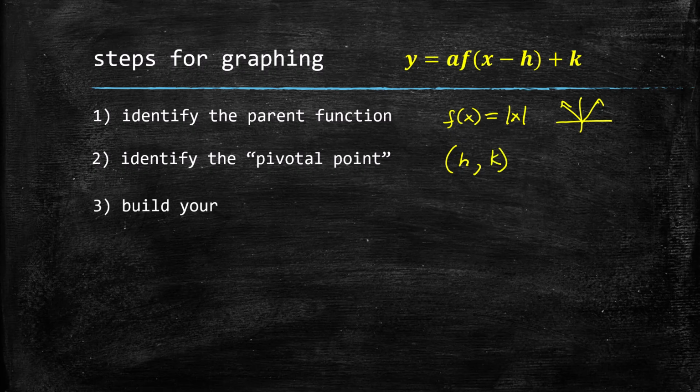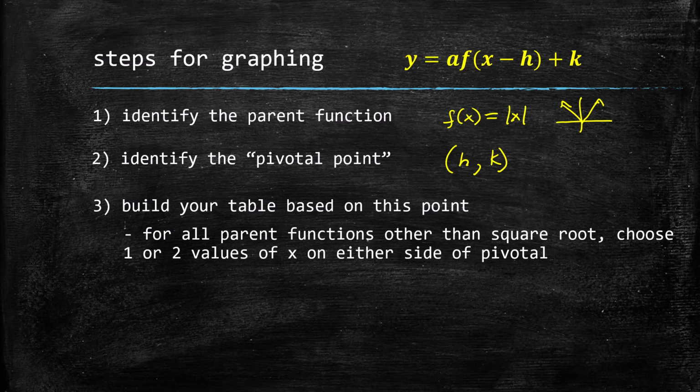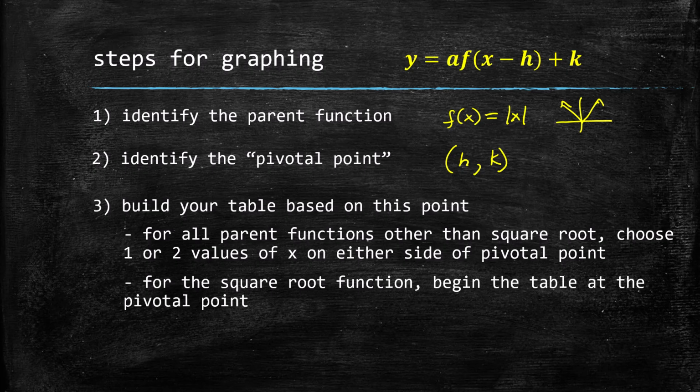So once you find your pivotal point, you build your table based on this point. And for most parent functions, other than square root, you can just choose 1 or 2 values of x on either side of that pivotal x value, plug into your function, and work out y. For the square root function, you might as well begin the table at the pivotal point because remember, you can't have a negative under the square root.